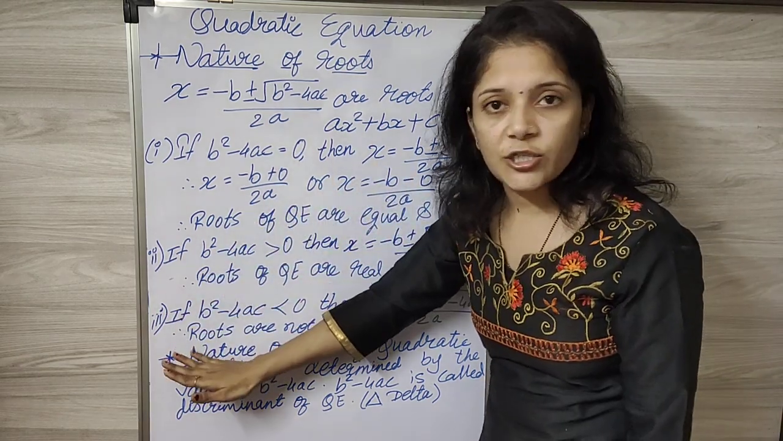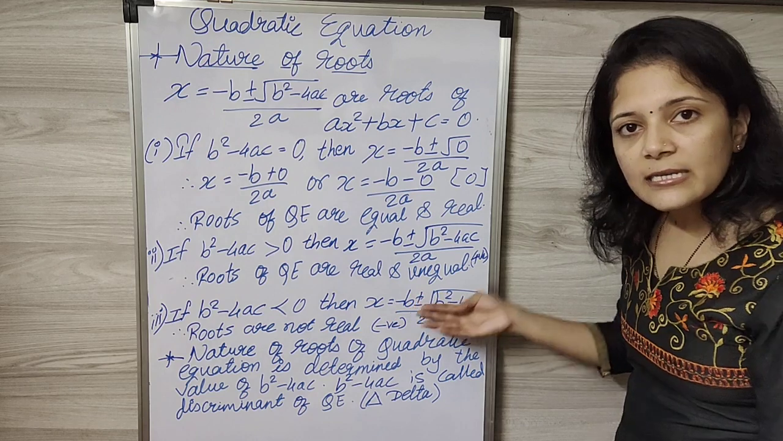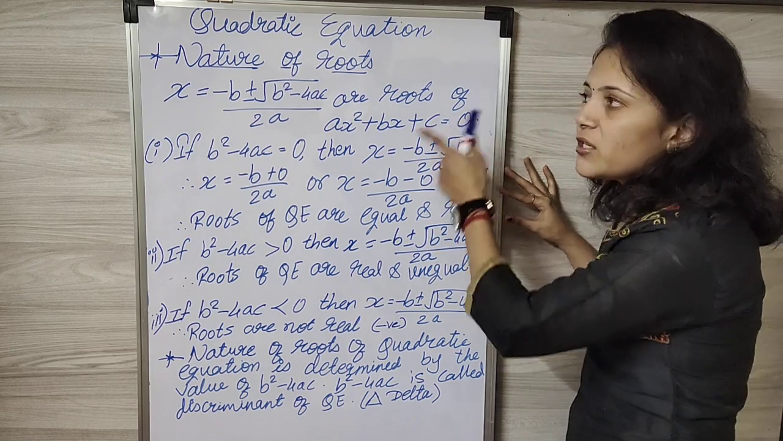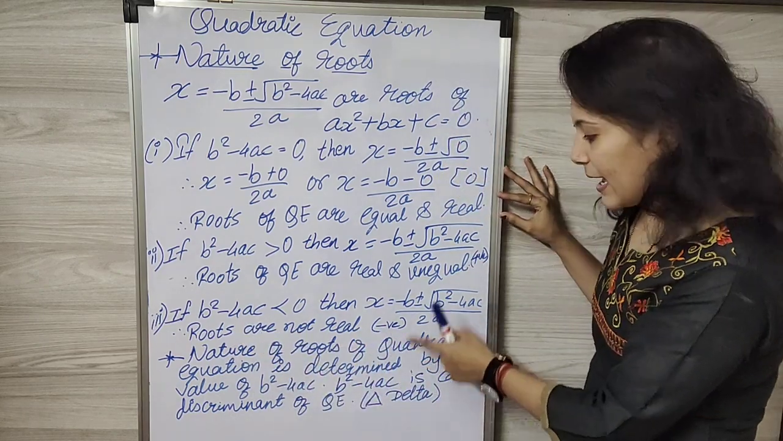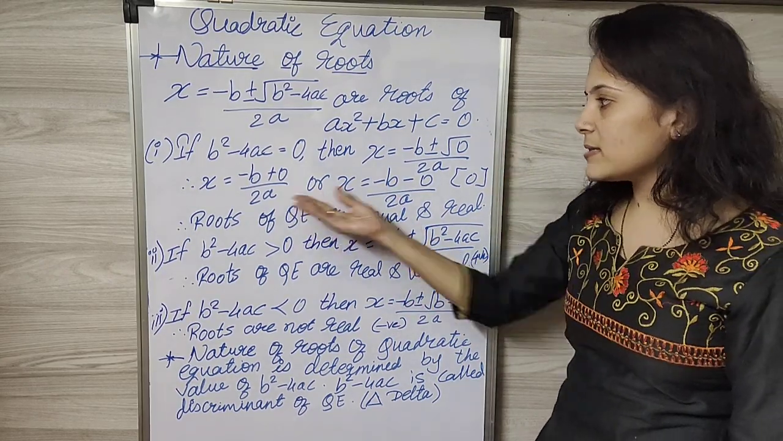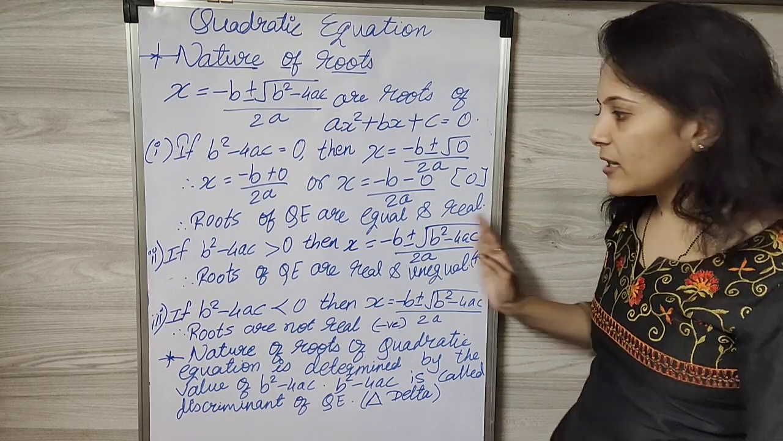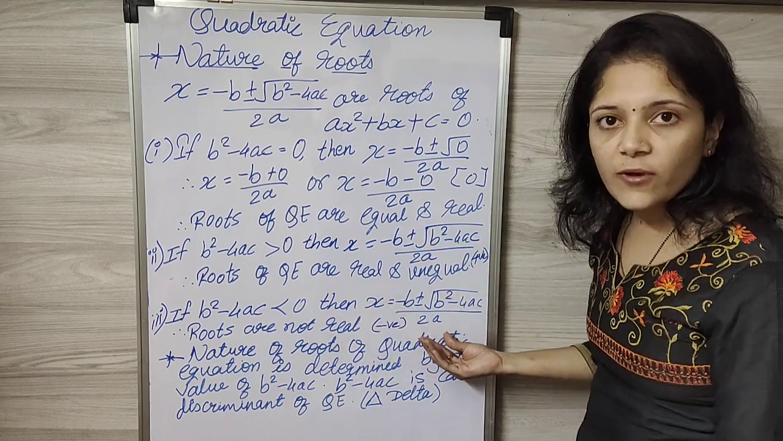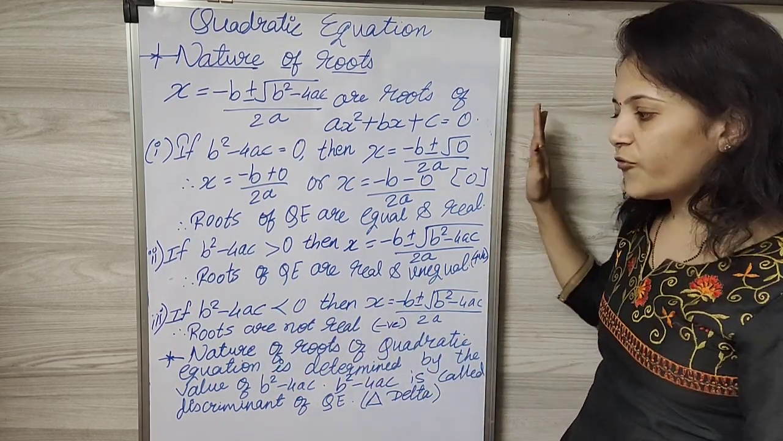Now the third condition: if b square minus 4ac is less than 0, then x is equal to minus b plus minus under root b square minus 4ac whole divided by 2a. This is the same formula which I have used in the formula method. Don't be confused. Therefore, the roots are not real and the number will be negative, right? When the answer is 0, the roots are equal and real. When the number is positive, the roots are real and unequal. And when the answer is negative, the roots are not real. These three conditions are very important. Please don't forget this, right?